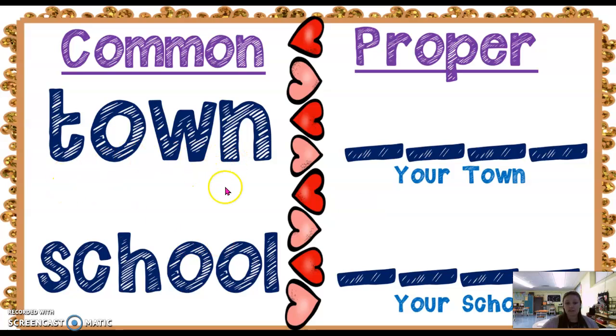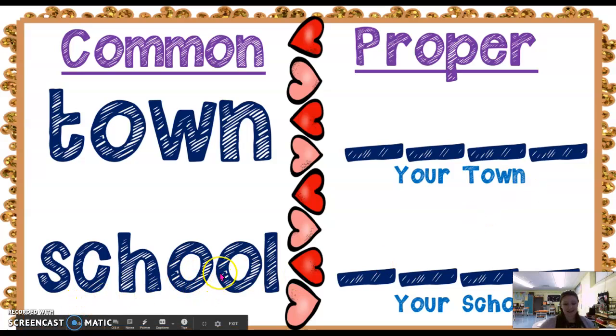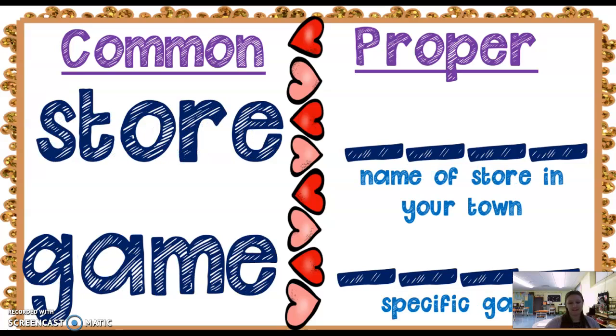If I have the common noun town, what's the name of your town that would be a proper noun? Where do you live? What about school? School is a common noun. But the proper noun, what's the name of the school that you go to that would get a capital letter? Our next word is store. That's a common noun. A proper noun to go along with store. What's the name of a store? What's a store that you can go buy your groceries at?